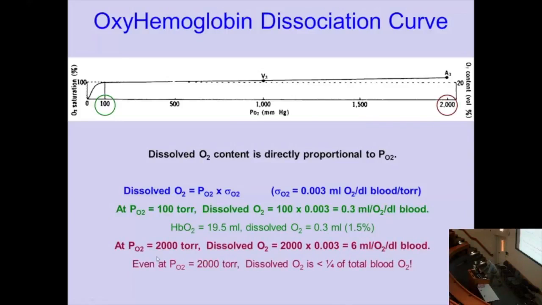So at a PO2 of 2,000, dissolved oxygen is 2,000, that's the PO2, times the solubility, which is 6 milliliters of oxygen. So we can see that this is now kind of a significant amount, but nevertheless, it's still less than a quarter of the total oxygen in the blood.